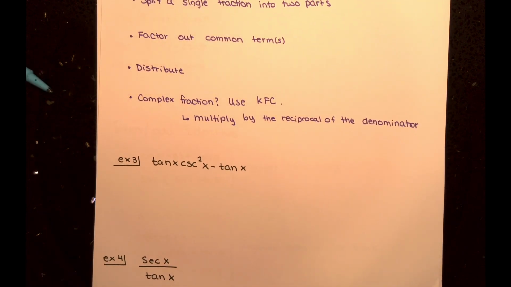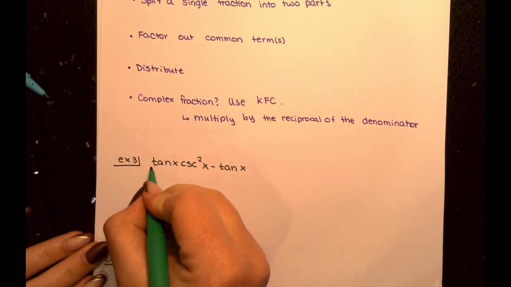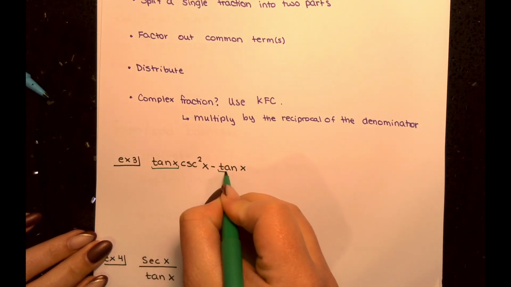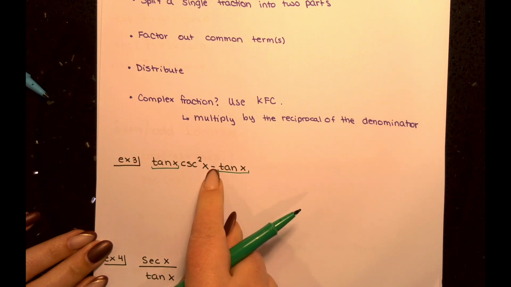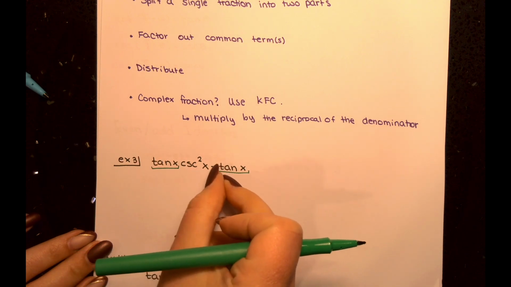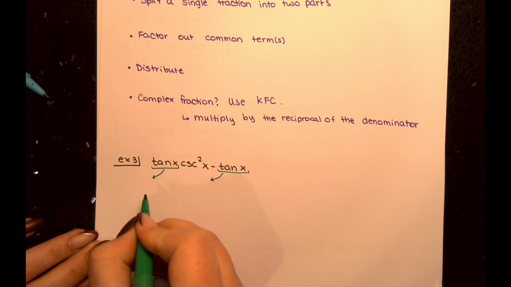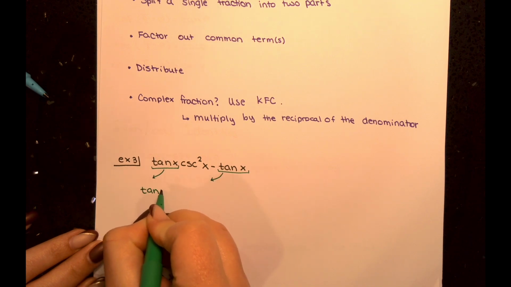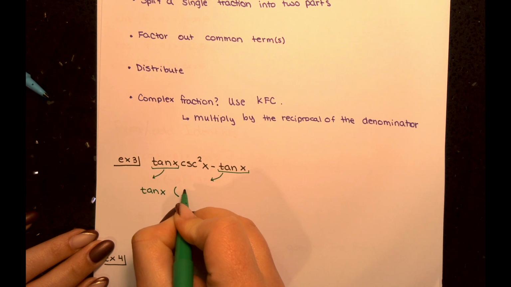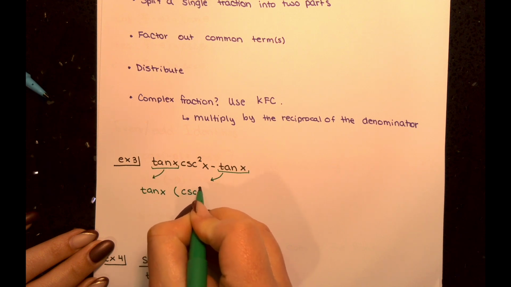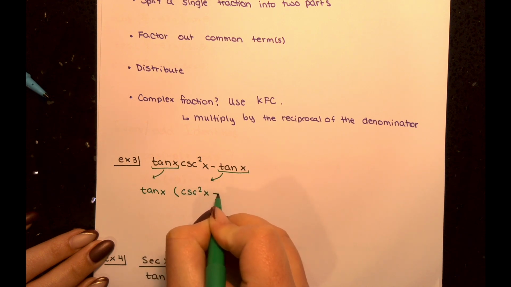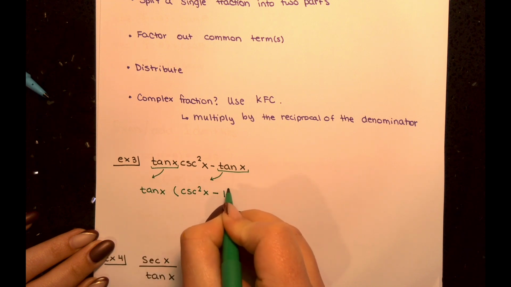So here's an example of factoring out. I see a tangent here. I see a tangent here. It is a binomial, right? You have one chunk minus a secondary chunk. So I'm going to remove a tangent from both by factoring it out. Left over, I have a cosecant squared of x minus, tangent removed, is 1.